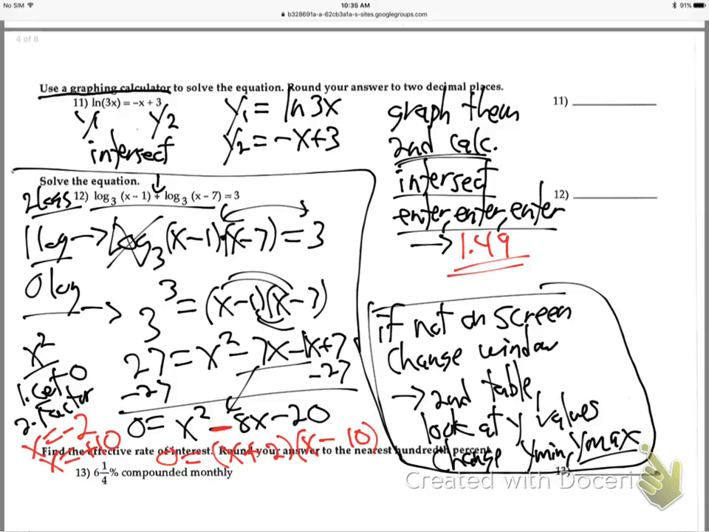Now, are those both keepers? No. Cross off the minus 2. Because if you put a minus 2 back in the original, it would make the inside of the logs negative. No answer with a log can make the inside negative. So the answer is only the 10. Good? Remember that? Questions on that?